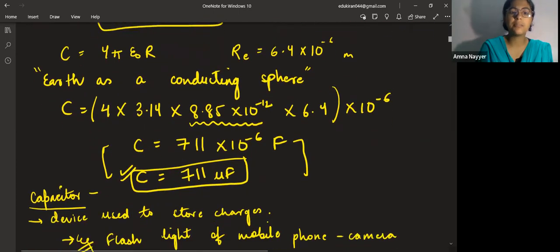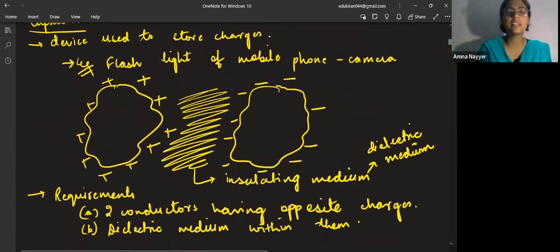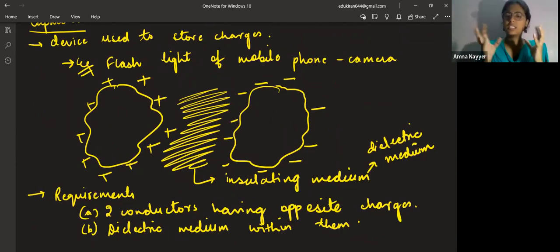Then we have the capacitor. As I was telling you, a capacitor is a device that is used to store charge. So how is a capacitor created? You just have to take two conductors. Two conductors are sufficient. Charge one as positive, the other as negative, so opposite charges are constructed. There should be a dielectric medium between them. What is a dielectric medium? An insulating medium. It won't allow the charges to pass through it. So two conductors with opposite charges and a dielectric medium between them: this device that is created is known as a capacitor.